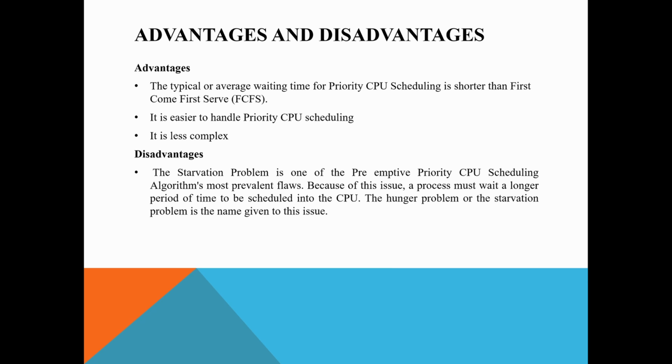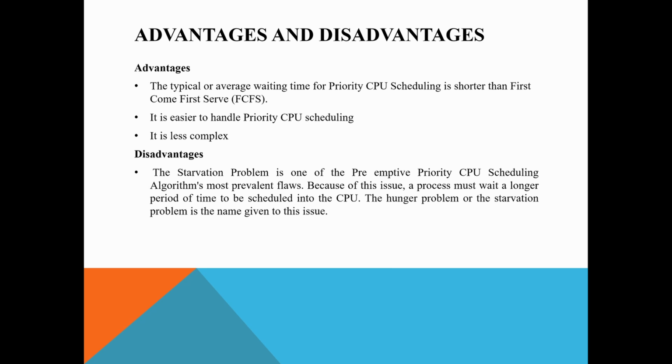The advantages are the typical and average waiting time for the priority CPU scheduling algorithm is shorter than first come first serve, and it is easier to handle priority CPU scheduling. It is less complex. Then the disadvantage of the priority CPU scheduling algorithm is the starvation problem, which is one of the preemptive priority CPU scheduling algorithm's most prevalent flaws. Because of this issue, the process must wait a longer period of time to be scheduled into the CPU. So the hunger problem or the starvation problem is the name given to this issue. This is the main drawback of the priority CPU scheduling algorithm.